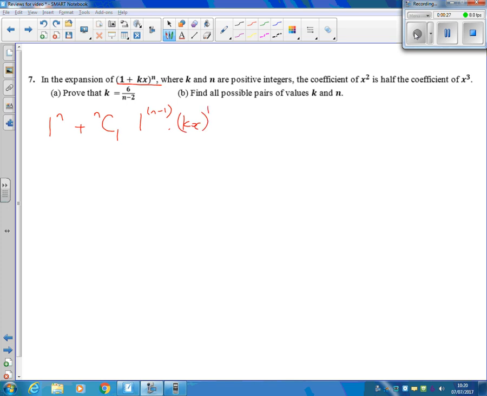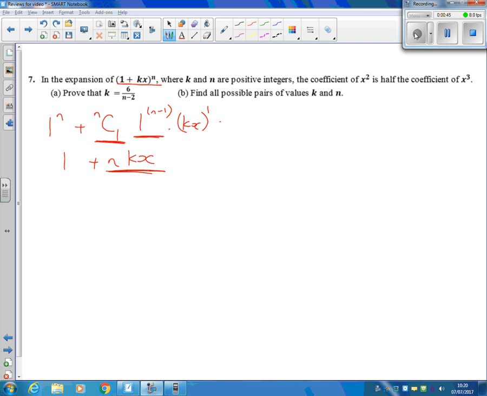We do actually know what that is. We know that anything choose 1 is just the n value. We know that 1 to the power of anything is just 1, and we know that that is just kx. And so that one simplifies really nicely. Shame it's not one of the ones we wanted then, really, isn't it?